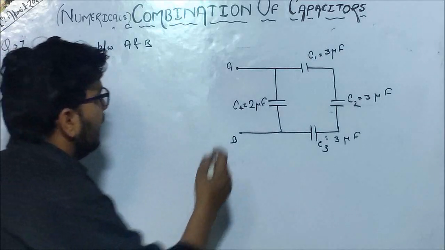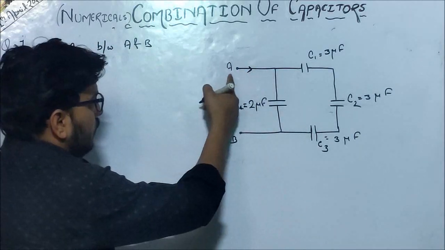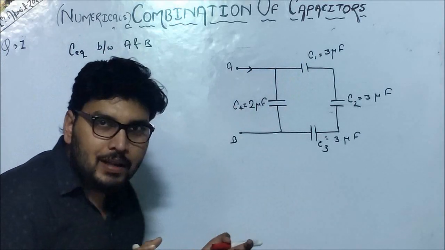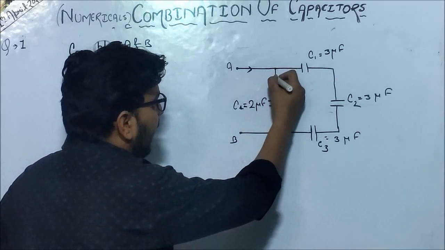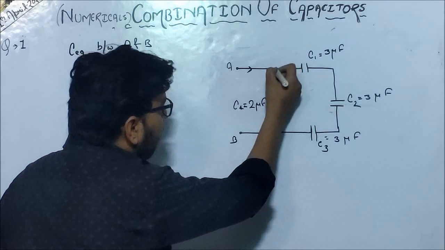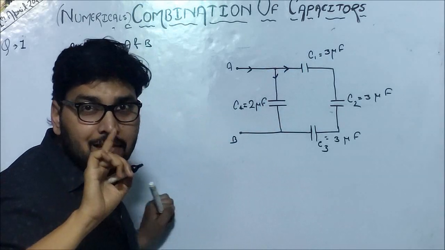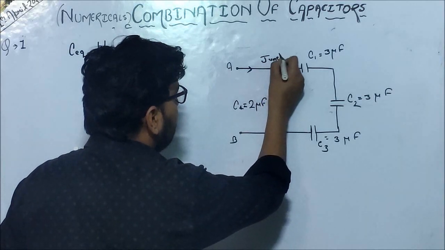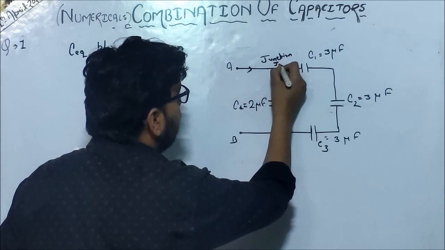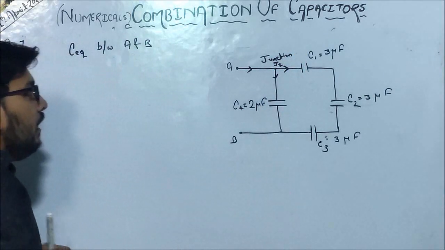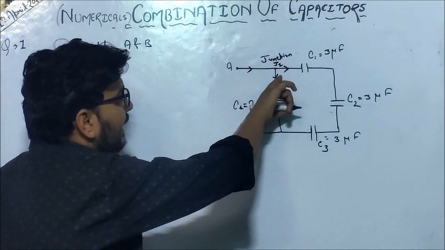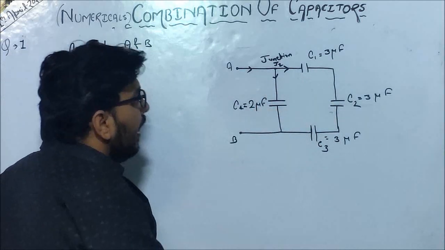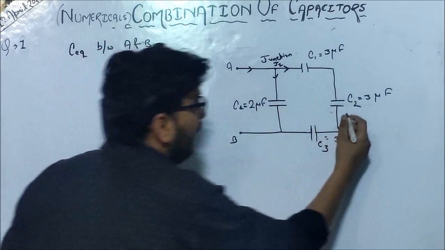So I will take it that charge is flowing from A, it flows from here, and at this point it has two paths. Now the charge will get divided into two parts from this point, and the point where the charge gets divided is called a junction. I will name it junction J1. After this junction, the charge has two paths, one path is this and another path is this, and the individual paths are known as branches.